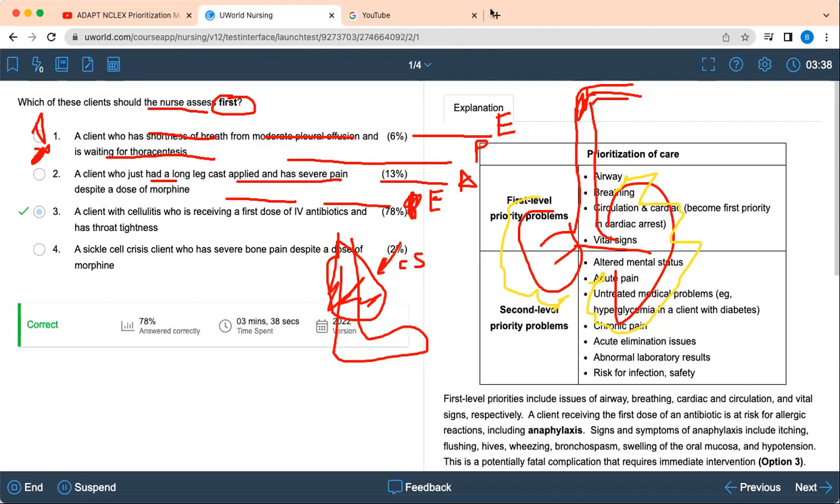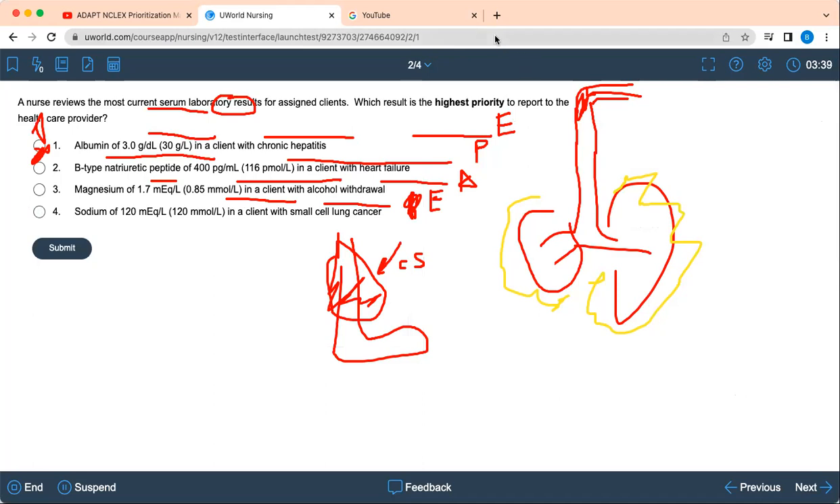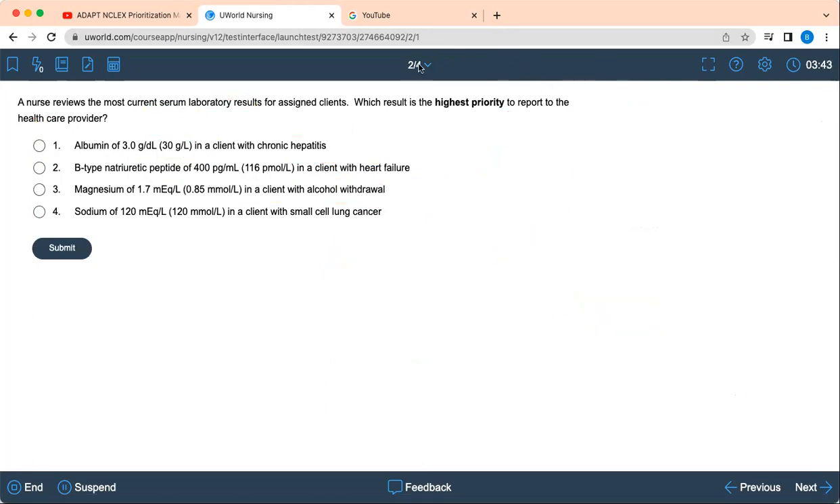We'll continue with the next question. We're going to use the same thing and analyze the question the same way. Which resource is the highest priority to report to the healthcare provider? And next, review most current serum laboratory results for assigned patients. So for patients, they have lab values, and we want to see who we need to report.